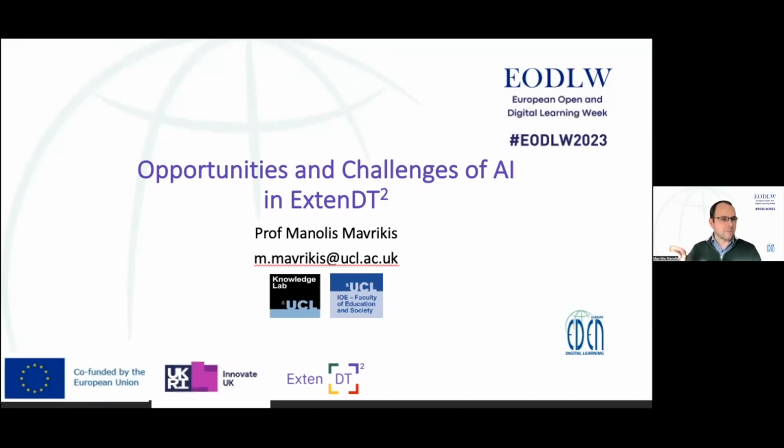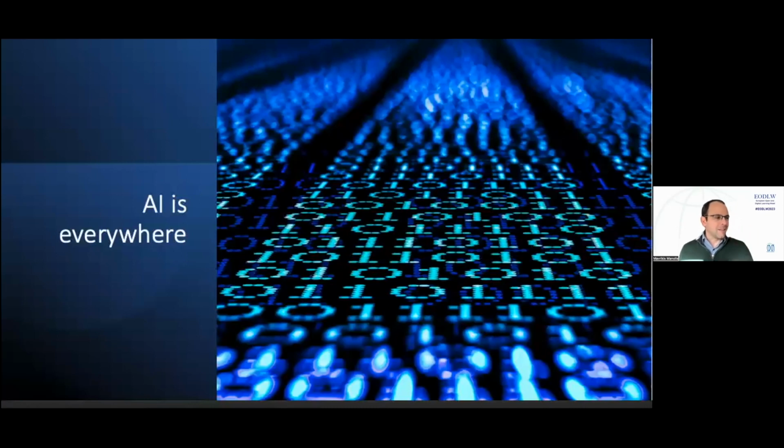I'm Manolis Mavrikis. I'm a professor at the EACEA Knowledge Lab, where generally we're exploring how emerging technologies, particularly AI, are shaping education and are shaped by education as well. You probably don't need me to say that AI is everywhere, and that once it was confined in science fiction or movies and so on, but is now evolving into every aspect of modern society.